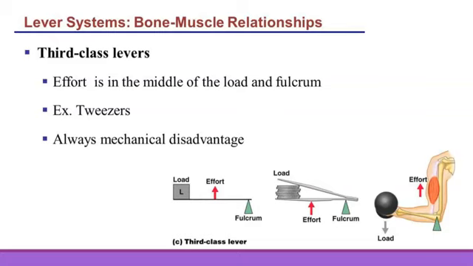Now, usually effort is applied closer to the fulcrum than the load. An example of this in the body is when you flex the forearm by the biceps brachii muscle. So effort is exerted on the proximal radius of the forearm. The fulcrum is the elbow joint. And the load is the hand and distal end of the forearm. Now, this provides a mechanical disadvantage because it requires a large effort just to move a small load.